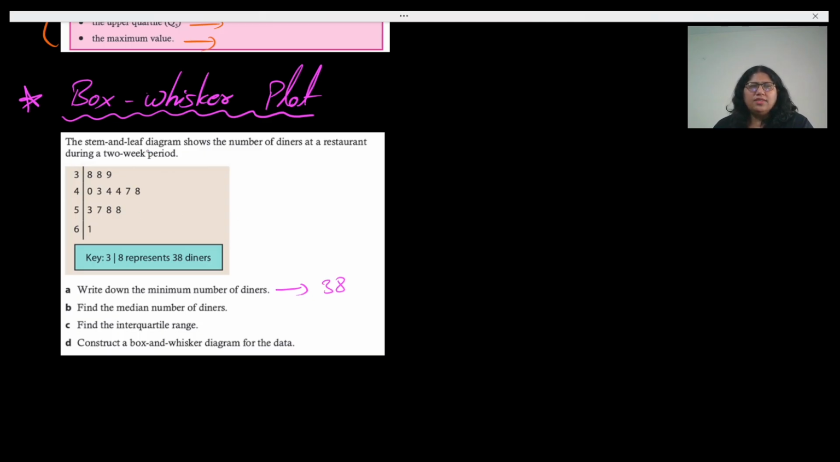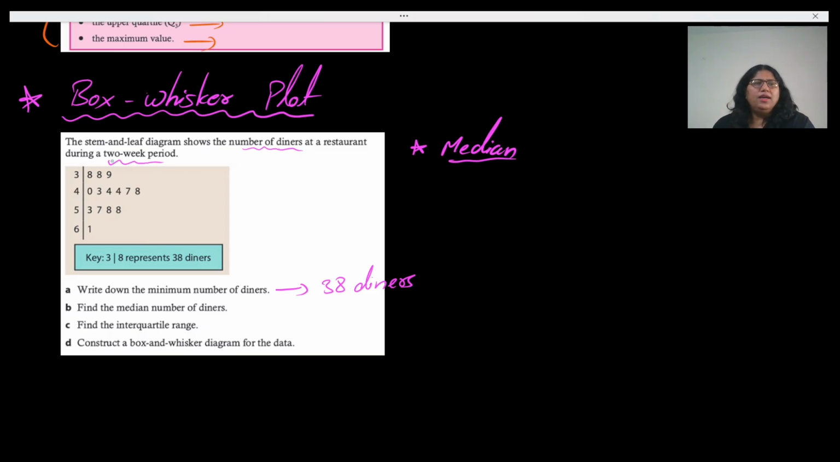Here, what is given: the stem leaf diagram shows the number of diners at a restaurant during a 2 weeks period, right? So this is the number of diners. So here 38 diners, this is your data. Then how do we calculate the median number of diners here? To calculate the median, first you should know how many observations there are, right?